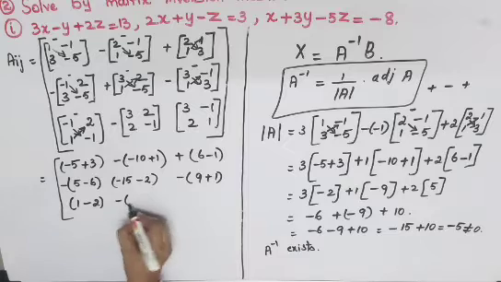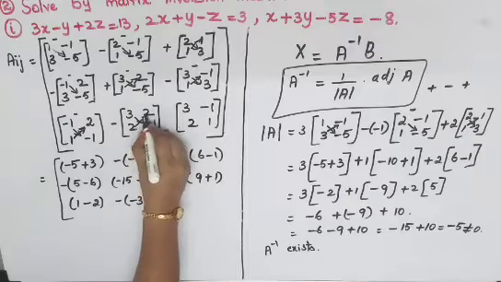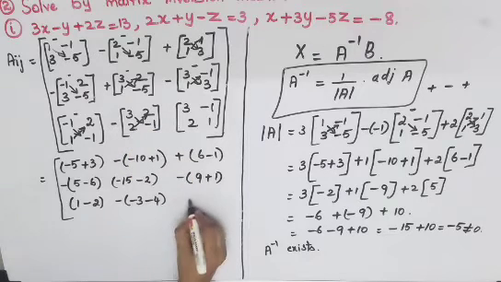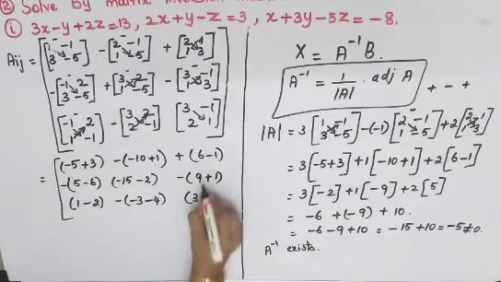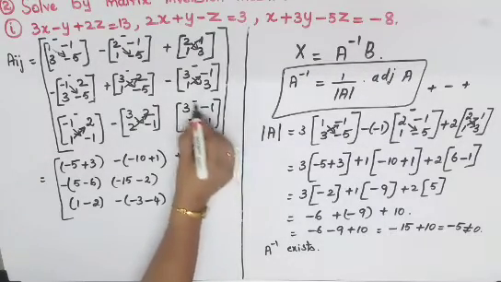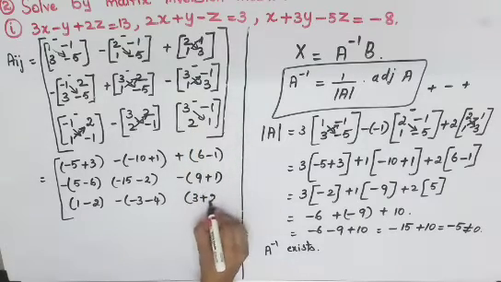Minus, open your bracket. 3 into minus 1 is minus 3. Minus, this is 2 twos are 4. Then open your bracket, 3 ones are 3, minus will be there in your format, so minus and minus will become plus, 2 ones are 2.